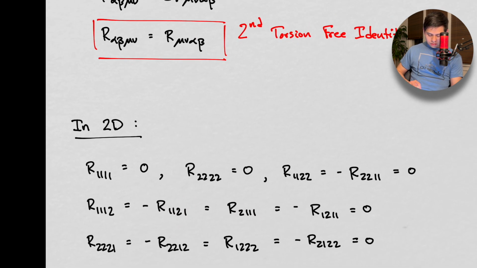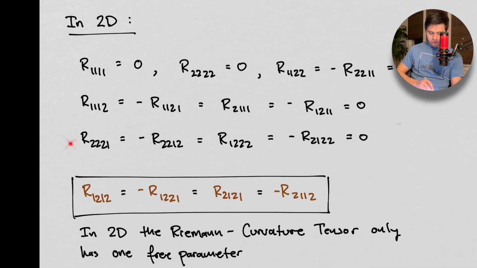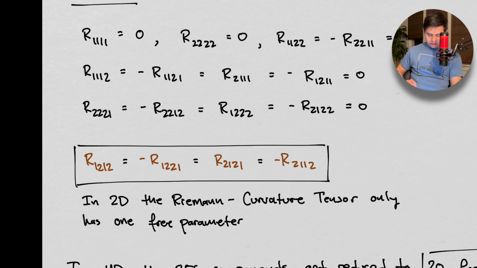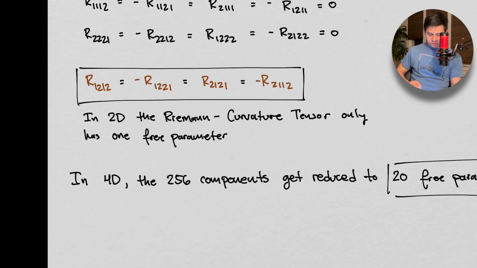Okay. And so that's going to equal this guy here. And then we get this. Well, we can also do this guy right here. So we're swapping to get negative again. And this is all 0. This is all 0 as well. So the only options that we have that actually have 1 degree of freedom are these guys right here. So in 2D, the Riemann curvature tensor only has 1 free parameter. This is that 1 free parameter.